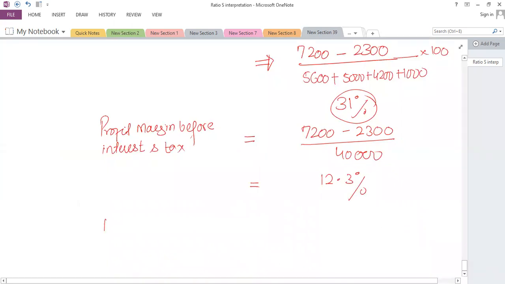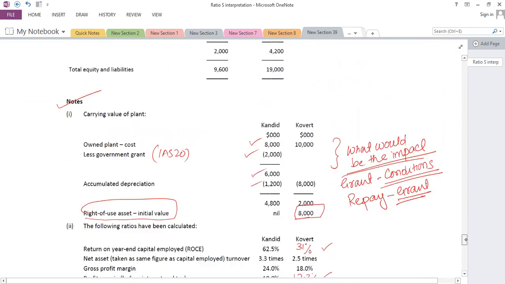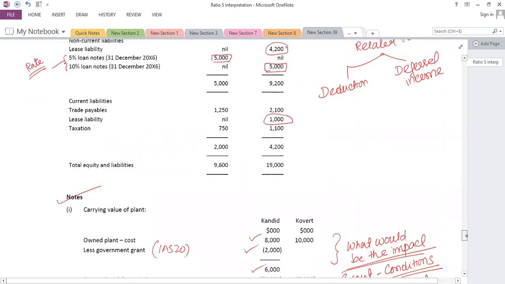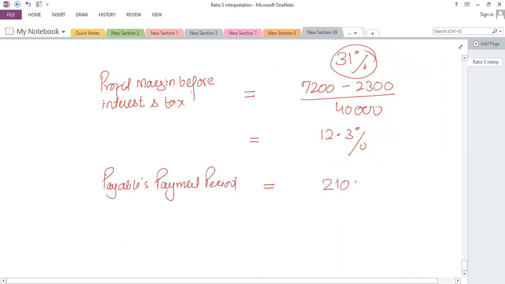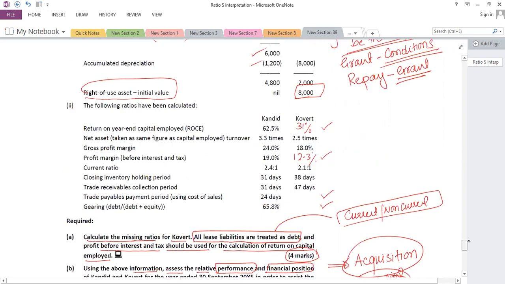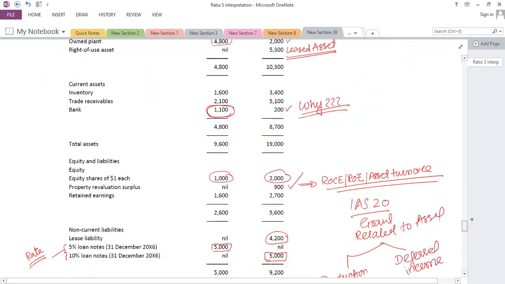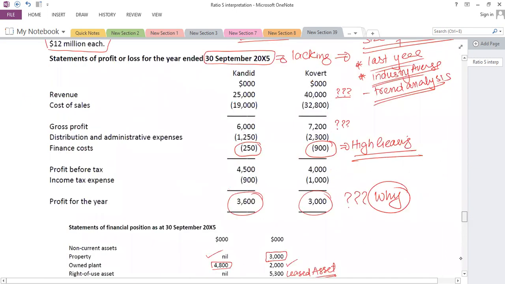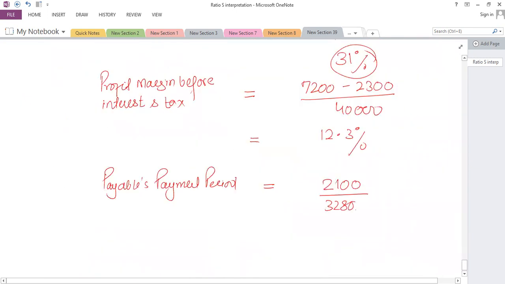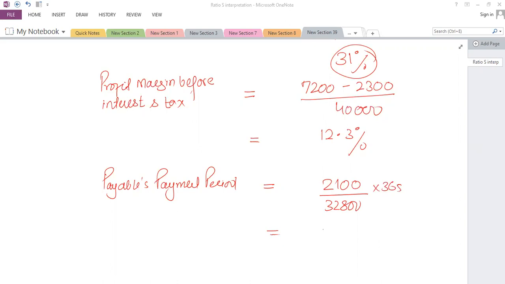Payables payment period. The formula is the average payable. Take average payable, not given, so closing payable, 2,100, divided by cost of goods sold. The cost of goods sold figure is 32,800, and this is multiplied by 365. So my payables payment period is 23 days.